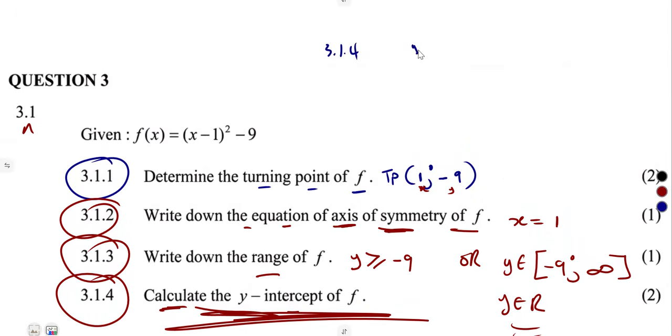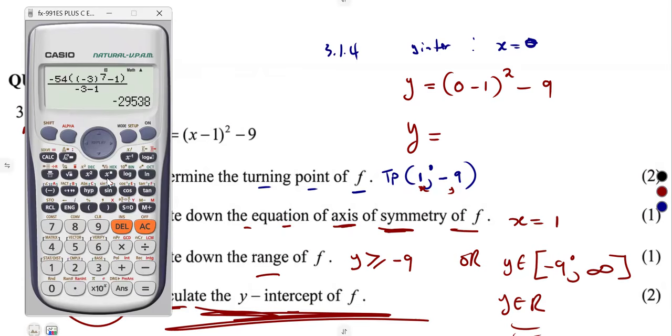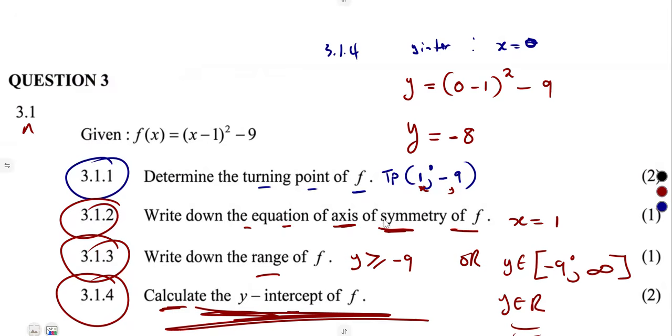For the y-intercept, x must be 0. So if x is equal to 0, substitute into the original function f of x. y is equal to what? In place of x, there's a 0 there. So that's 0 minus 1 squared. Do not forget to square it. Minus 9. So that was going to give us the y value by just using your calculator. 0 minus 1, we square it, but do not forget to subtract the 9. That gives us negative 8. So y is negative 8, where x is 0.